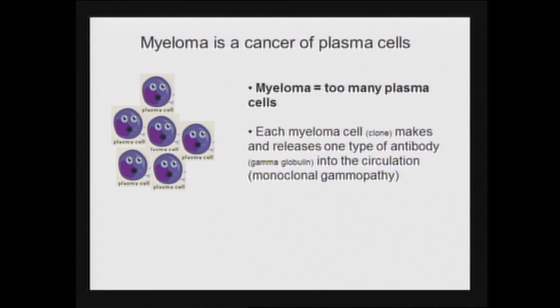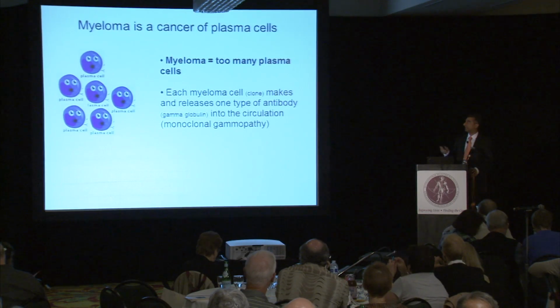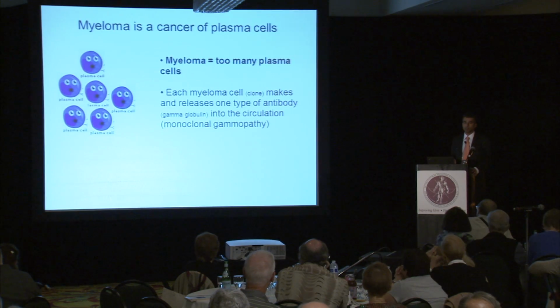In the case of myeloma, we don't get that contraction phase of the immune response. We don't get the plasma cells dying off. The plasma cells actually forget to die. So you've got myeloma where you've got too many plasma cells, and you've got each myeloma cell, which is the clone, remember, makes and releases one type of antibody, or gamma globulin, into the circulation. And so that's why it's called, again, a monoclonal gammopathy.